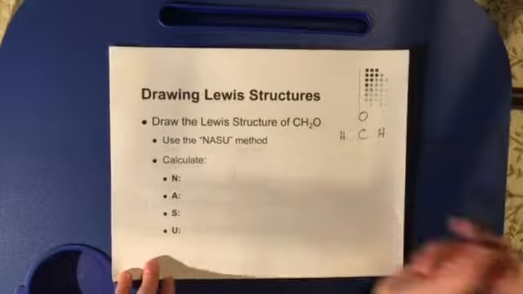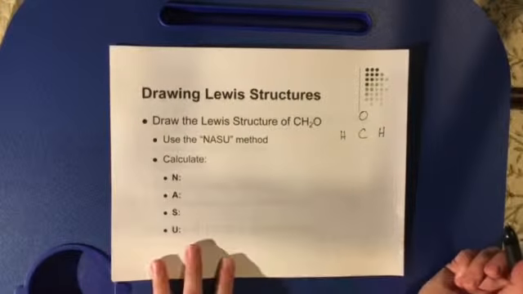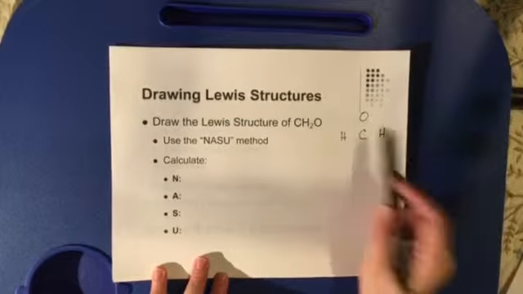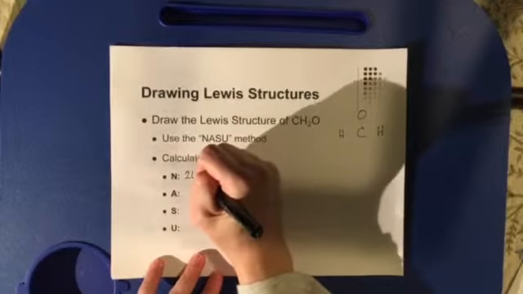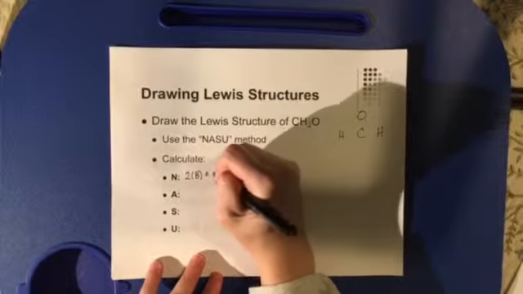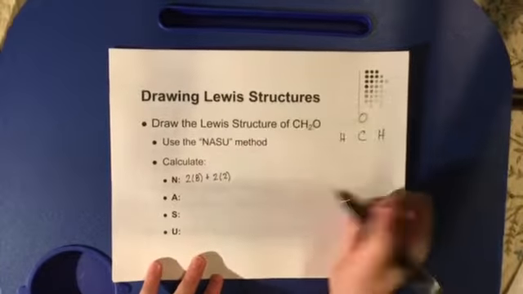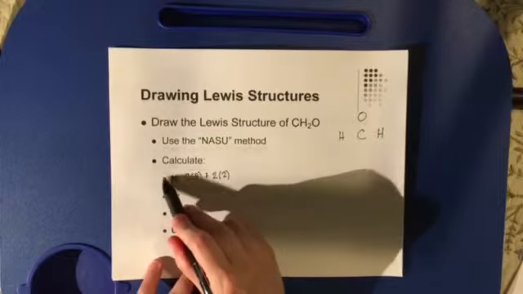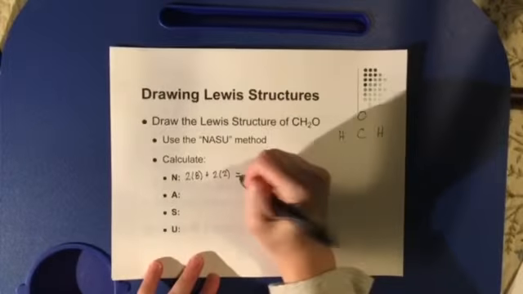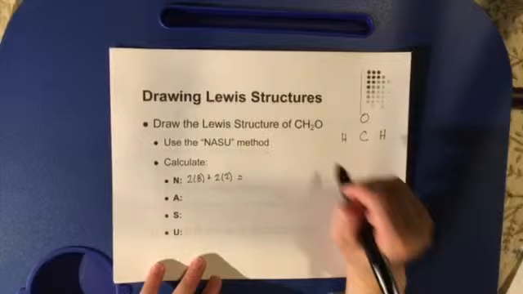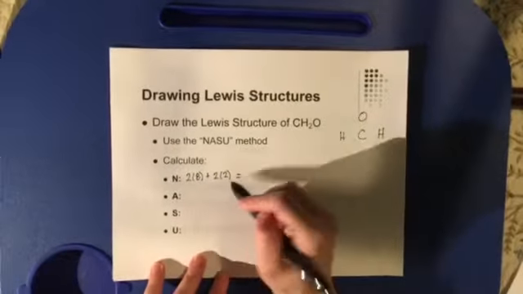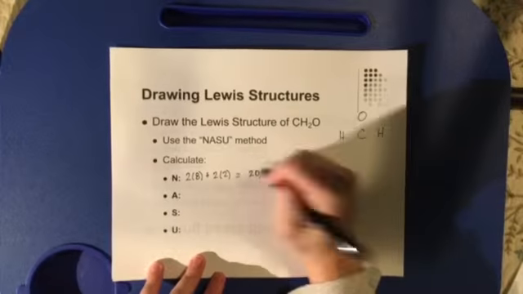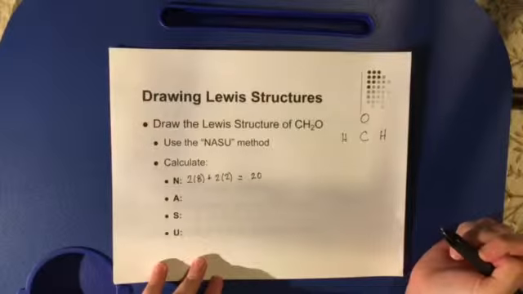Now we're going to use this method. We want to figure out how many are needed. So we've got carbon and oxygen. We've got 2 that need 8, and then we've got 2 hydrogens that need 2. This one's always going to be 2 or 8. The only one that gets 2 is hydrogen, but hydrogen is very common, so we see it often. 16 plus 4 is 20. That's how many are needed.